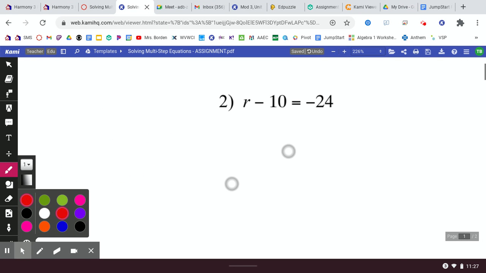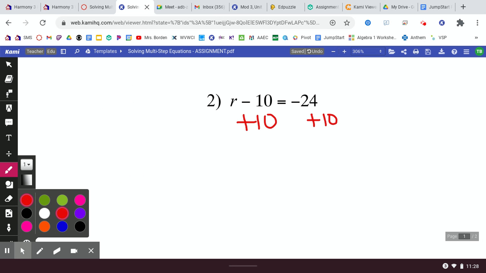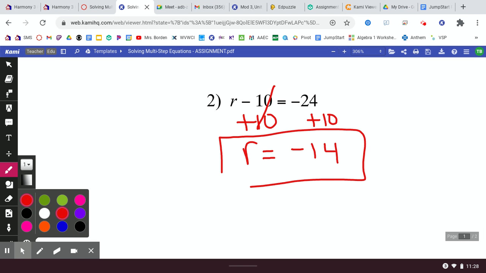All right. Gabby, we'll go to you for number 2. What do I need to do here on number 2? Okay, add 10. And again, on the other side of the equal sign, we're also going to add 10 because we want to keep our scale balanced. And what'd you get for the answer? Good. Negative 24 plus 10 is negative 14. Awesome.